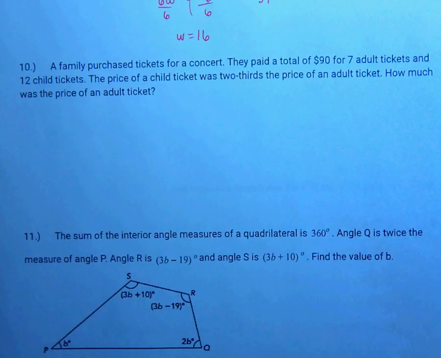Number 10, a family purchased tickets for a concert. They paid a total of $90 for 7 adults and 12 children. The price of the child ticket was 2/3 the price of an adult ticket. How much was the price of an adult ticket? So this is kind of tricky.